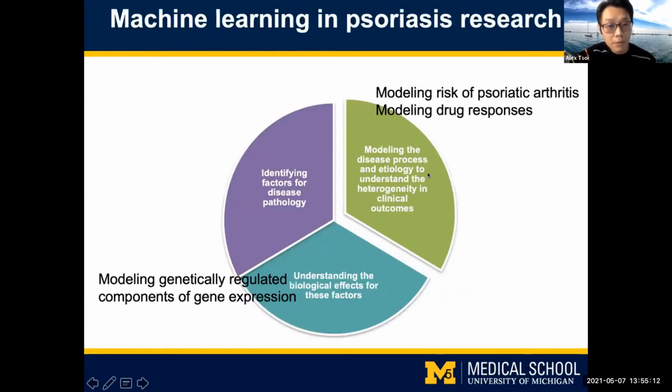In today's talk, I'm going to focus on three different research efforts that we have conducted. The first is trying to model the genetically regulated component of gene expression. We're trying to address two of the major things I mentioned: reviewing the disease-associated factors, as well as understanding their potential biological effects. I'm also going to share some more recent work modeling the risk for psoriatic arthritis, as well as modeling drug response using genetic and transcriptomics data.